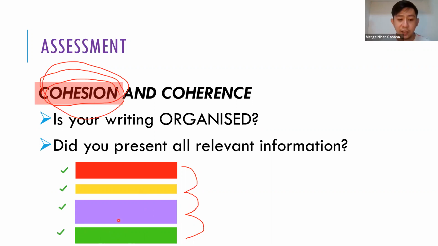So if this is different from this, okay, this purple is different from green, this paragraph is different from the last paragraph, then I can use the words on the other hand. I can use the word however. Okay, what about if they are somewhat similar?